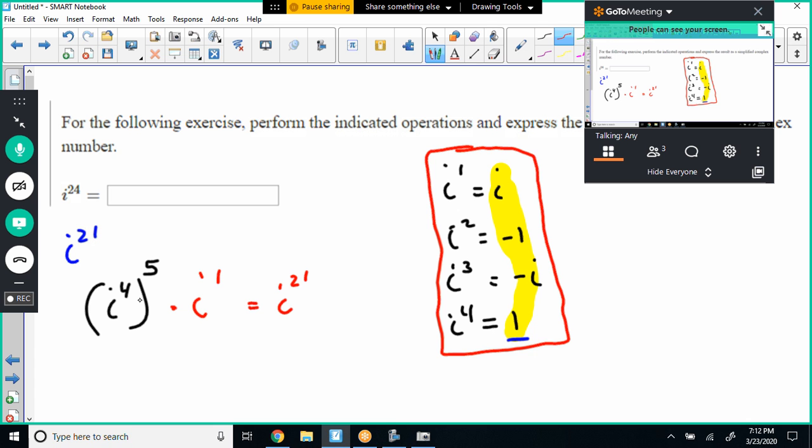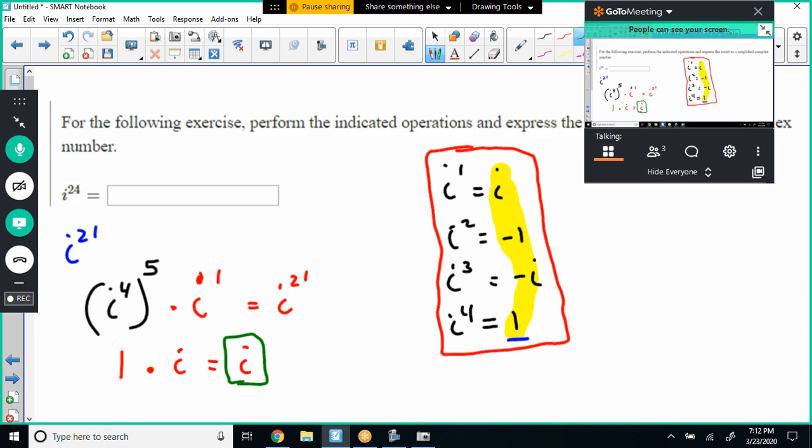Okay, so this is nothing more than 1. Agree? i to the fourth is nothing more than 1. 1 raised to any power is what? Just 1. i to the first is who? i. So the answer is, guess what? i.